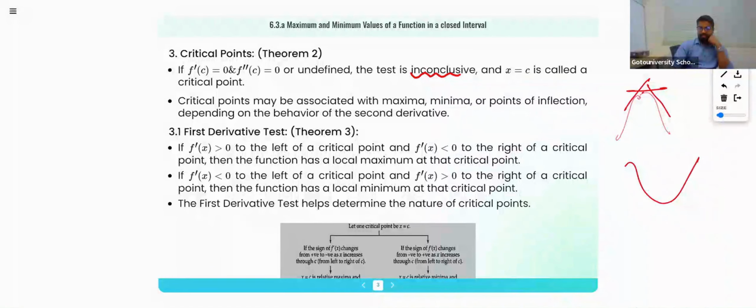Similarly, at the left of the critical point, if f dash x is negative and at the right of the critical point, f dash x is positive, that means the critical point is what kind of point? It's a minimum critical point. The first derivative test helps us to understand the nature of the critical points, whether it is minimum or maximum. Yes, that's one way to find out if it is minimum or maximum.